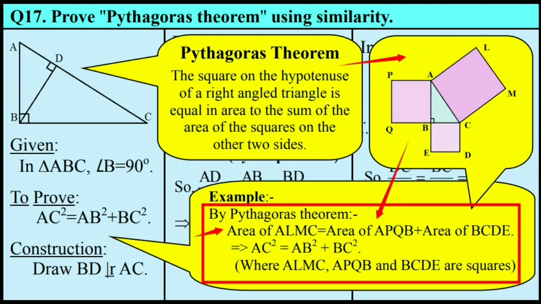Area of ALMC is equal to area of APQB plus area of BCDE. That implies AC square equal to AB square plus BC square. Let's come back to the question.